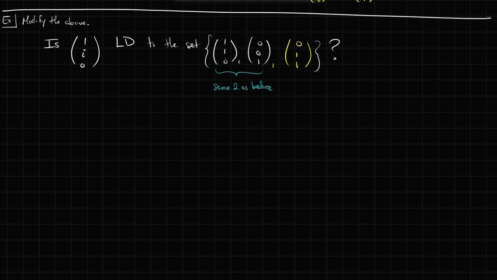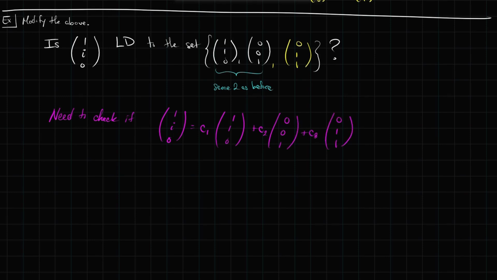Well, now what do I have? Now I need to check if (1, i, 0) equals C1 times (1, 1, 0) plus C2 times (0, 0, 1) plus C3 times (0, 1, 1), for some collection of C1, C2, C3. And just like before, we just read across horizontally. So there's my first equation, my second equation, and my third equation.